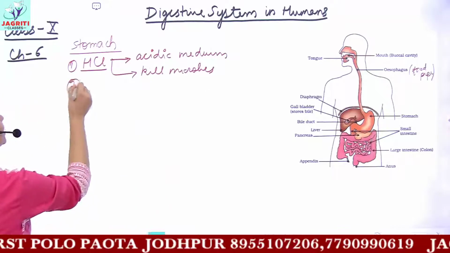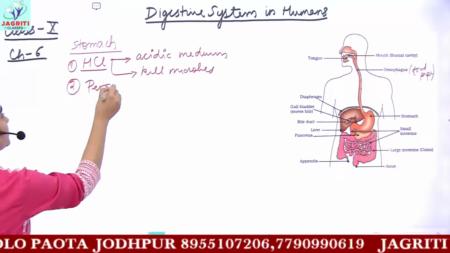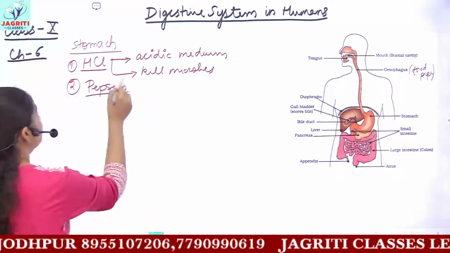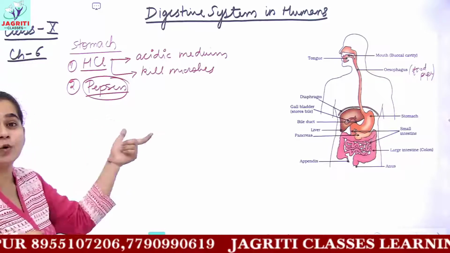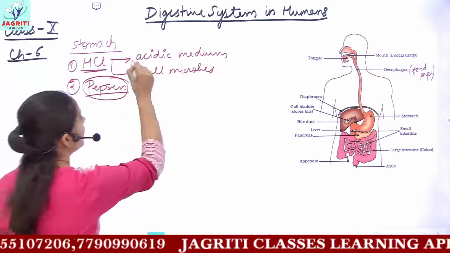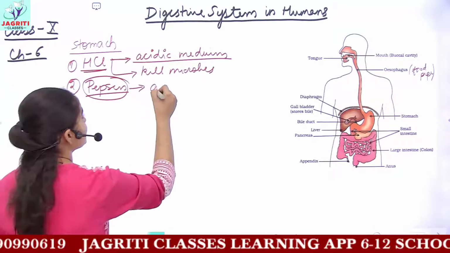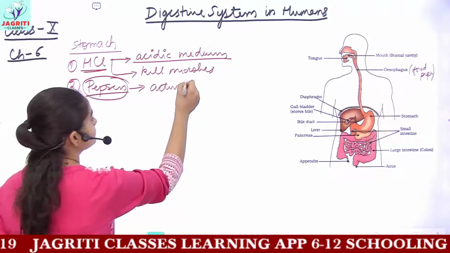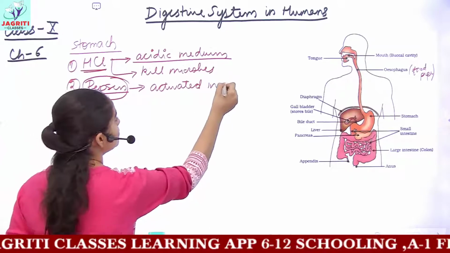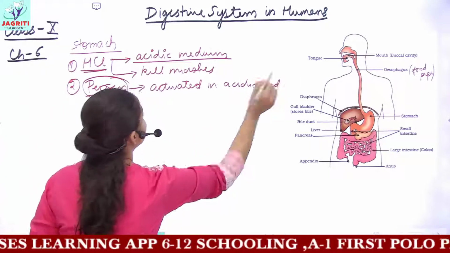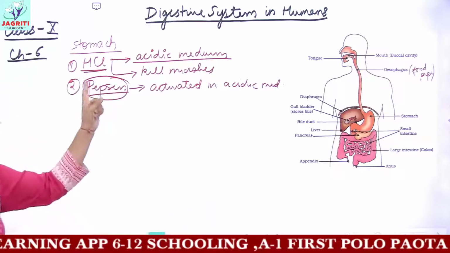Next, an enzyme which is known as pepsin. Pepsin is secreted from the stomach. This pepsin is activated only in acidic medium, which is provided by HCl. So pepsin is an enzyme which is activated in acidic medium. Therefore, HCl is required for the activation of this enzyme pepsin.